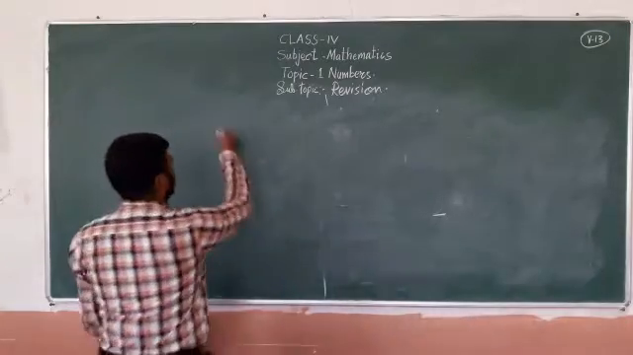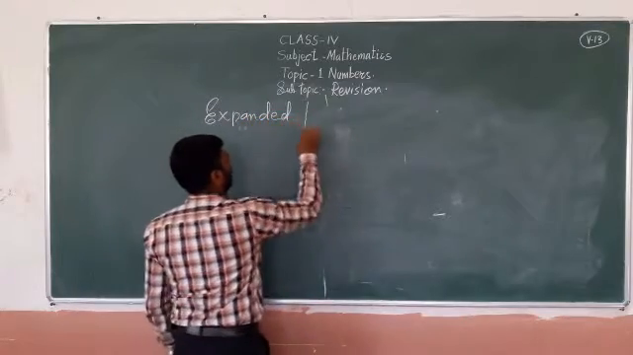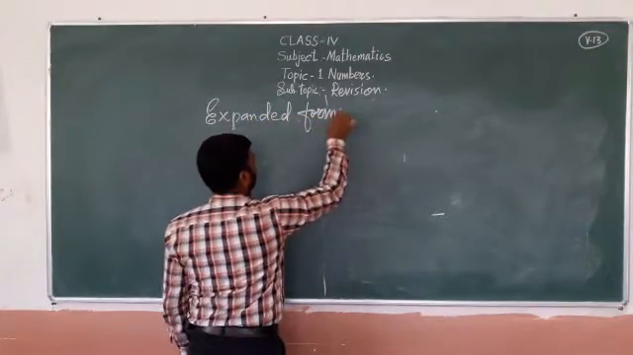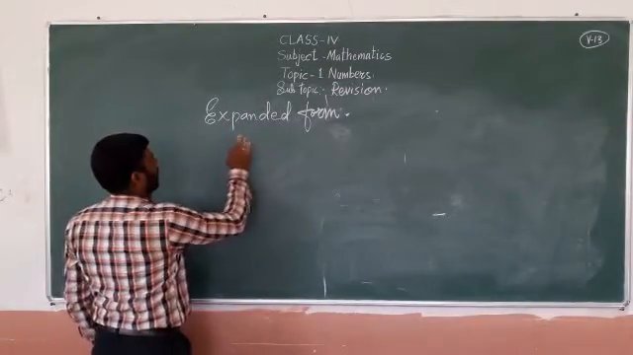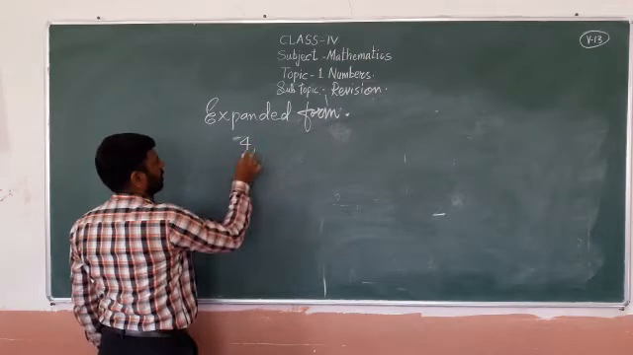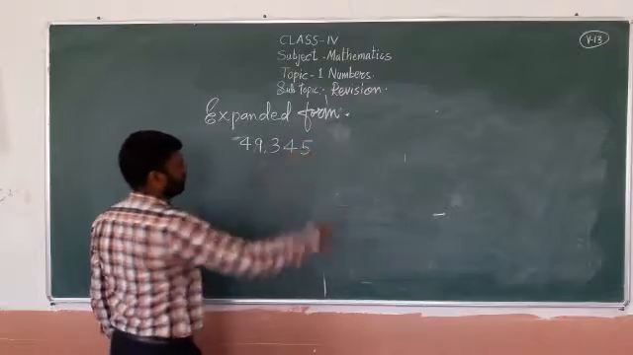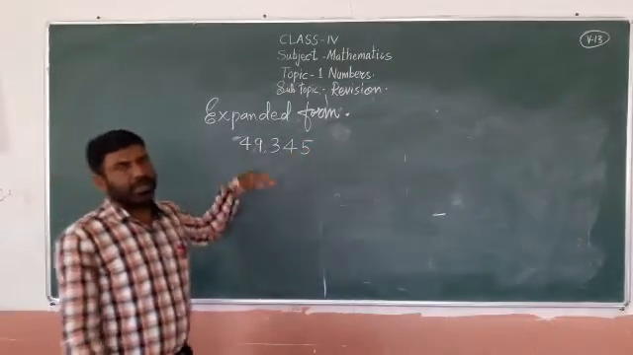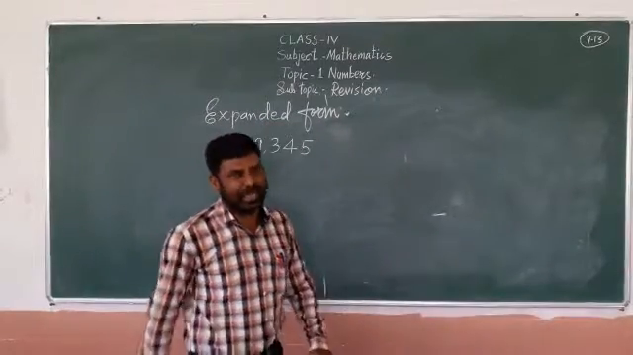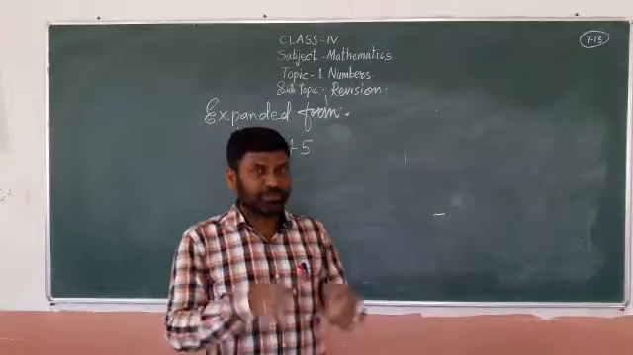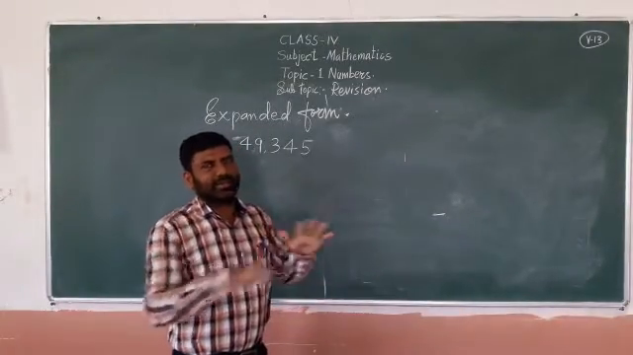Next, moving on to the names we saw, the expanded form. Suppose we write the expanded form of 49,345. Write the expanded form. We can write the expanded form in 3 different ways. Understand? But you should not mix them. If you mix them, then you will not get marks.